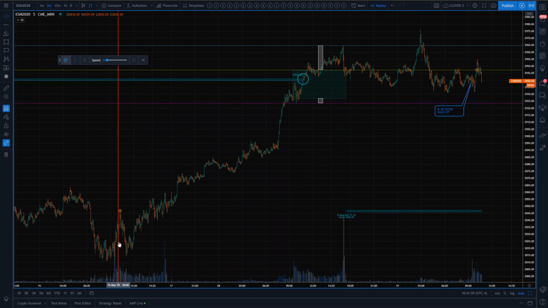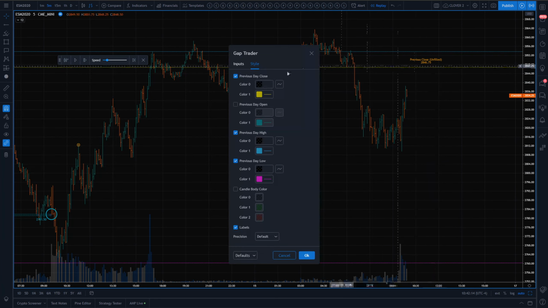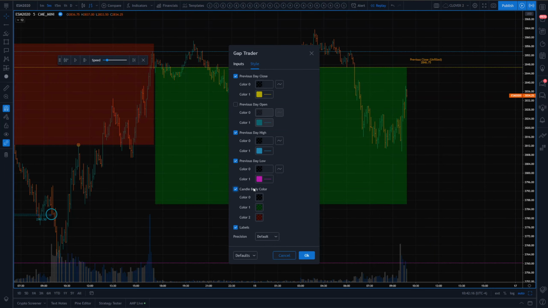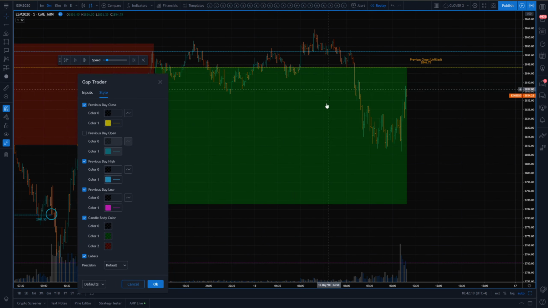If I take the bar replay back to May 15th, we had a previous close that was unfilled, and it went from pre-market to regular market. We opened, if we look at the previous candle body color, inside of a green body candle, so we have the same odds, 75%.